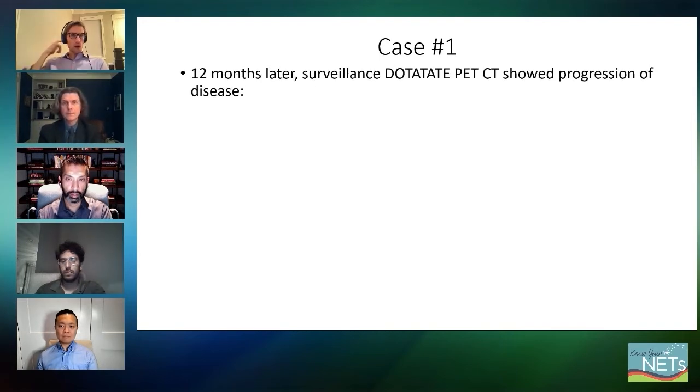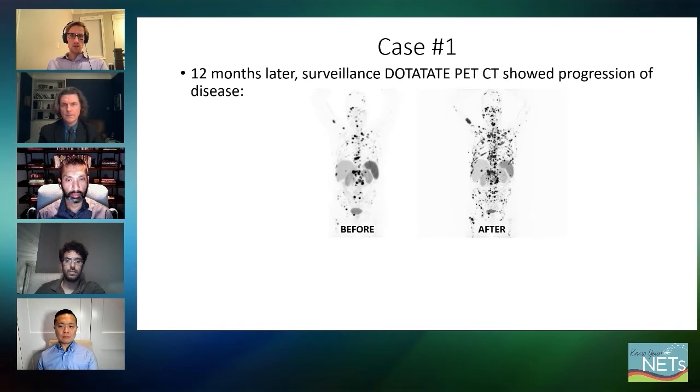Okay, so 12 months after that dotatate PET CT, they obviously had anatomical scanning every 3 months after we started monotherapy with octreotide, but again, not much significant difference. But we did repeat a PET scan 12 months later, and this was the previous scan. This is the new scan. So how would you interpret that? Yeah, this is again showing progression of the widespread metastasis that was seen before. This is a good example where, even on PET, you can definitely tell that there's progression.